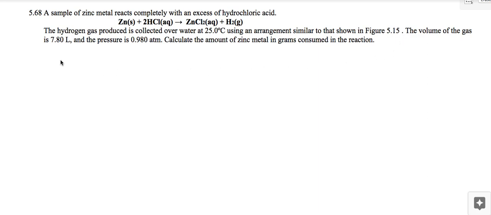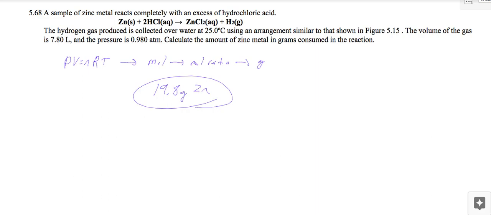That's it. So we're going to use PV=nRT first. PV=nRT gets us to the moles. Then we can use the mole ratio. And then we can convert into mass of the zinc. So PV=nRT gets us to moles, then our mole ratio, then our grams, and we end up with an answer of 19.8 grams of zinc. Wow, that seems like a lot. All right, but we can double check that and see if it's wrong.